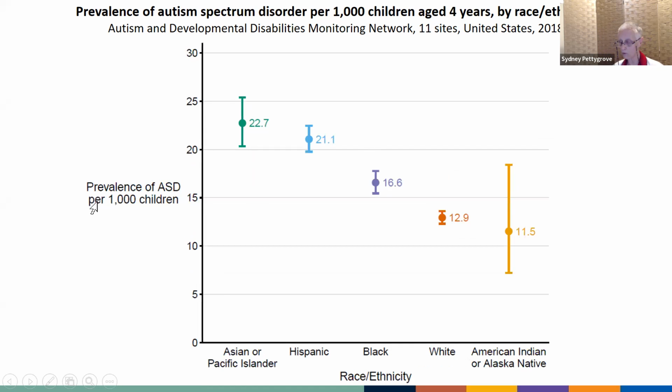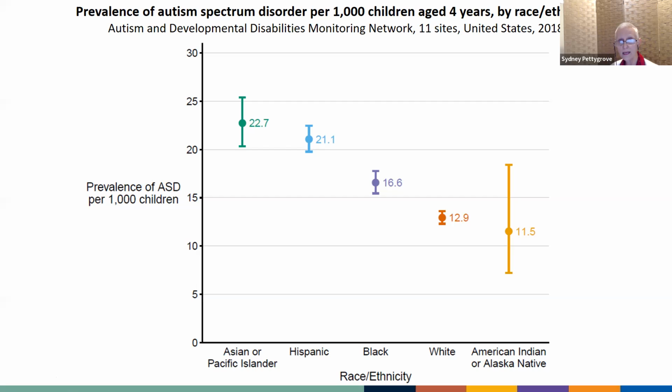This is among 4-year-olds. This is the first time I've mentioned them in this talk. In 2010, Arizona joined the effort to also collect information on children at age 4. All of the previous slides I've talked about have been about our 8-year-olds.